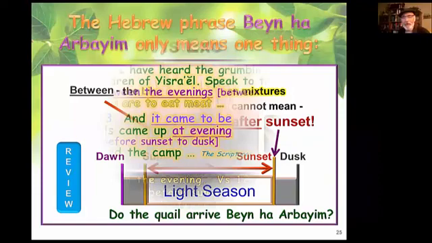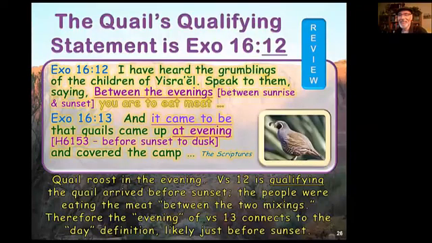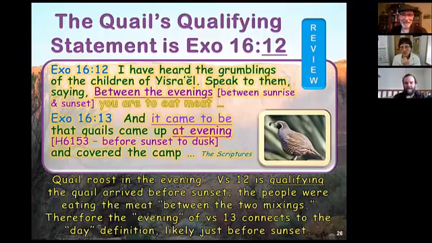So what you're saying is that between actually means between? Yes, after sunrise and before sunset. There's no other way. It has to be in between those. The quail's qualifying statement is Exodus 16:12. Once again, this is the qualifier. This is what allows us to have the definition of day for Aibv.